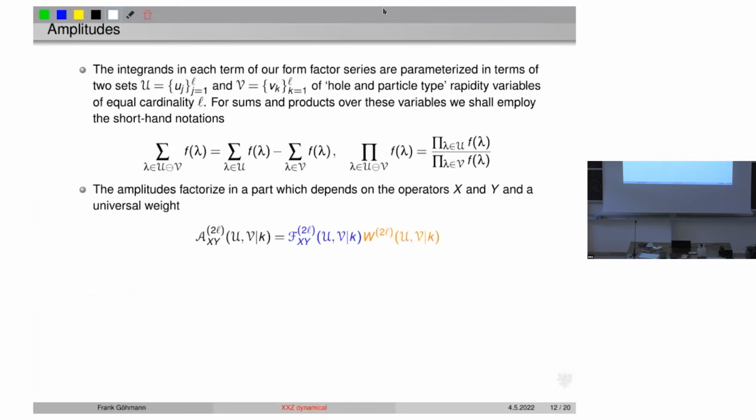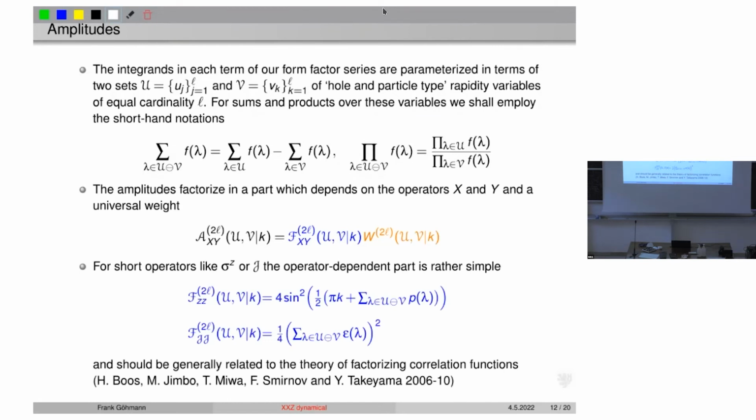And then the first thing is that these amplitudes factorize again into a part which depends on the operators, and a part which I call a universal weight function W. The part which depends on the operators is simple when the operators are short. As you see, here you have squares and you have the same operators. So in a sense, one sigma z corresponds to 2 sine of the sum of the differences of all momenta. And if you take the other operator, you get the sum of the differences of all energies here. So this is a simple factor.